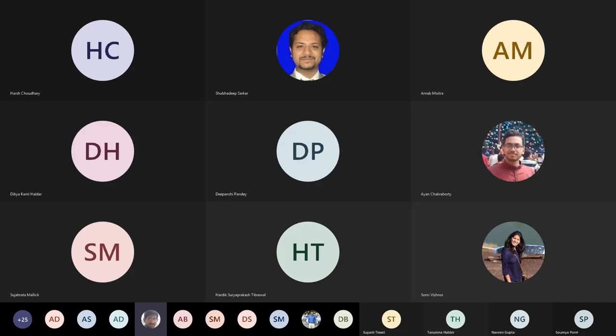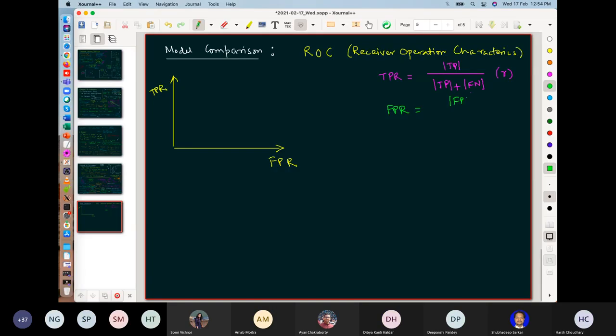False positive ratio is the ratio of how many things I am doing false positive among all the negative cases. So that means how many true positives are there and how many false positives are there. So this is the ratio between what we are doing it for the false positive cases.